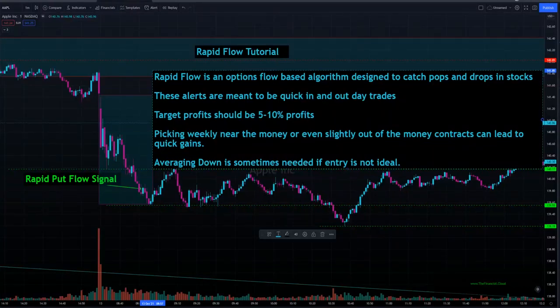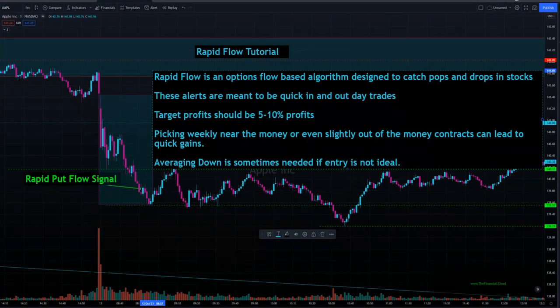Tamakaze here with a quick tutorial on using our rapid flow signals in our algo rooms. I want to talk about what the purpose of them is, what they are trying to achieve, and then how to make money on them.